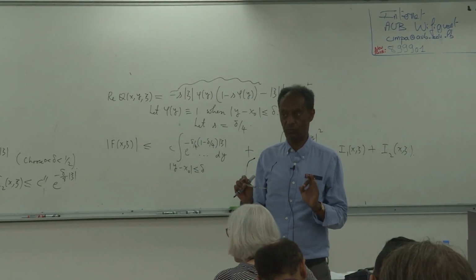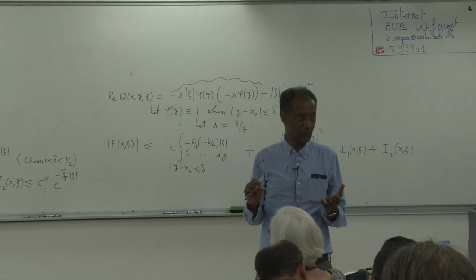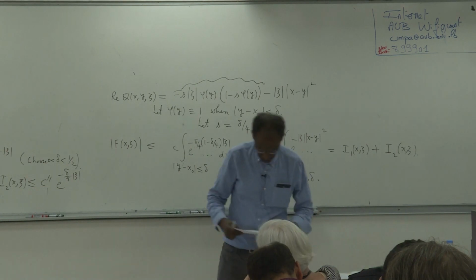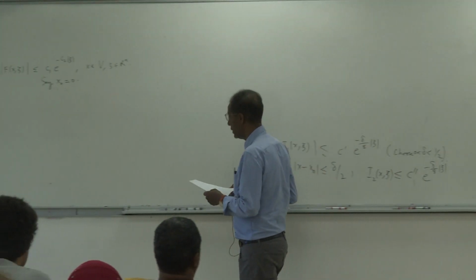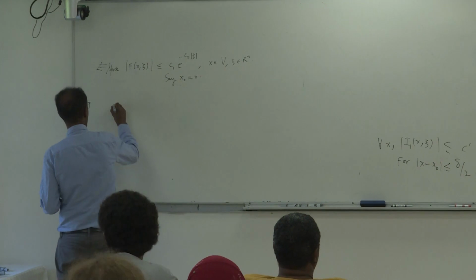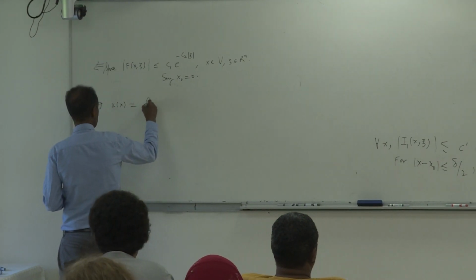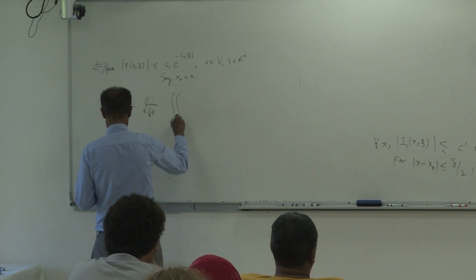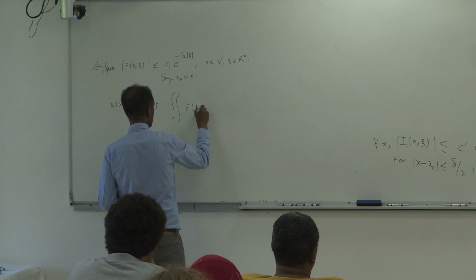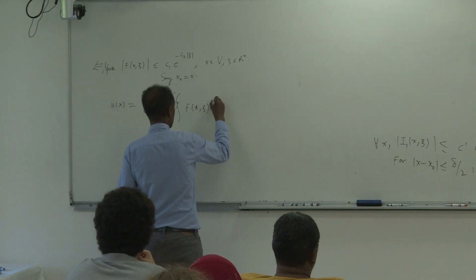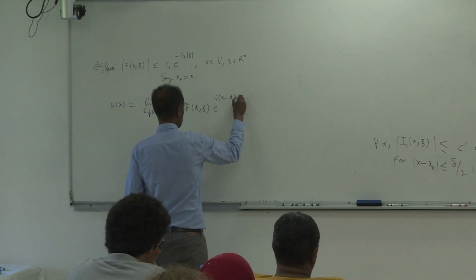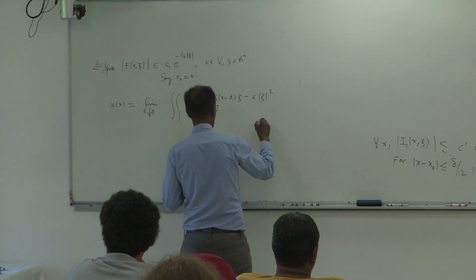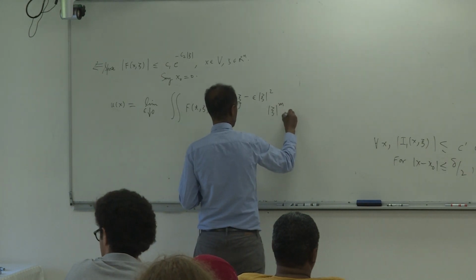This is where the inversion formula comes in. You see, you have to be able to express u in terms of the inversion formula. So we recall the inversion formula then. So you have u of x is the limit as epsilon goes to 0 of the integral of f of t, c, e to the i x minus t dot c, minus epsilon norm of c squared, norm of c to the m dt dc.